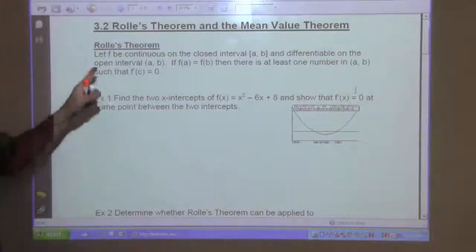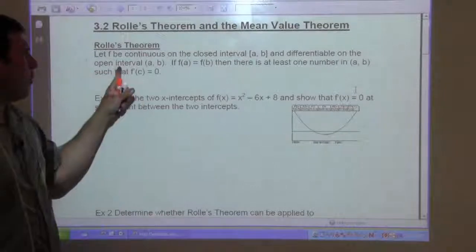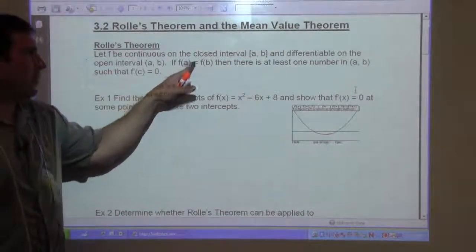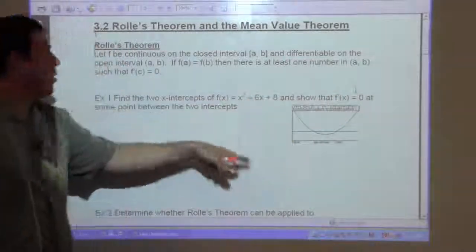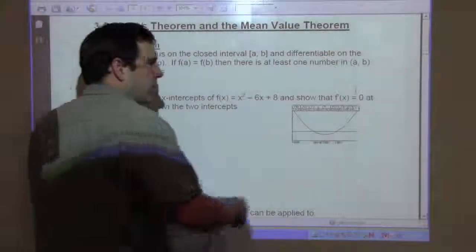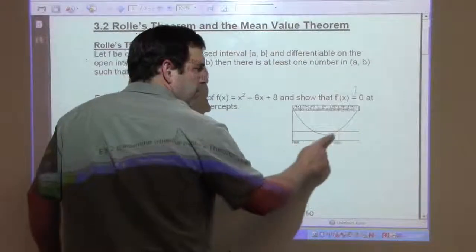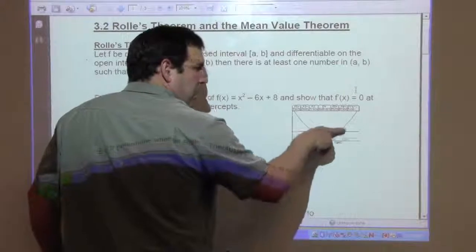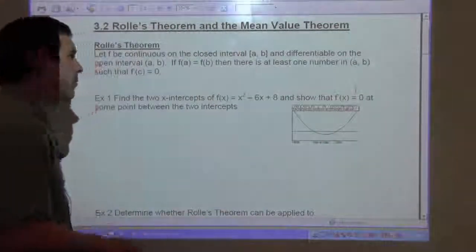So Rolle's Theorem: let f be continuous on the closed interval from a to b and differentiable on the open interval a to b. If f of a equals f of b, then there's at least one number c in (a, b) where f prime of c is 0. So what it's saying is if you have a curve like this one here, where f of a equals f of b, there must be some place in between where the derivative is 0, if it's continuous on the interval. So there must be a place where the derivative is 0.